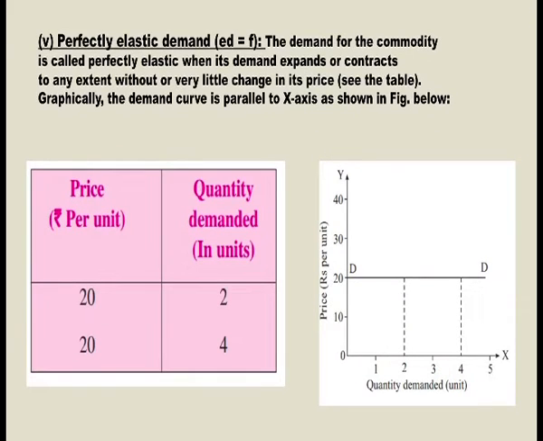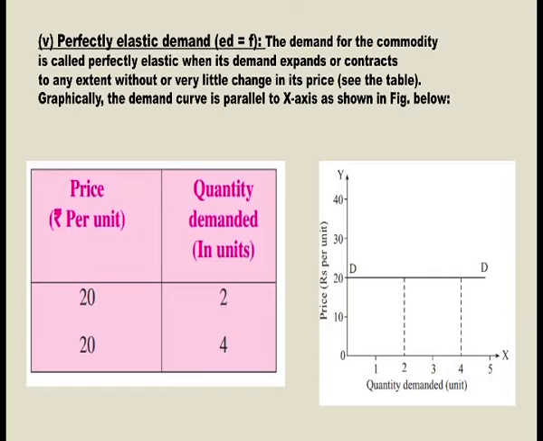Now, the last type of elasticity of demand, that is perfectly elastic demand, where the elasticity of demand you will get infinite. That means the price remains the same, but the quantity demanded increases or decreases. The quantity demanded increases or decreases without a change in price of the commodity. Price of the commodity remains the same.